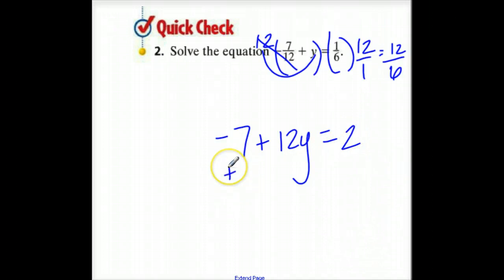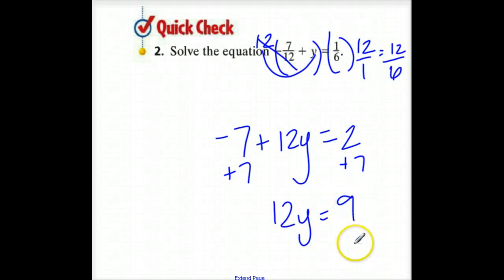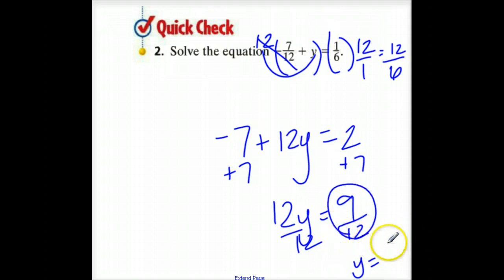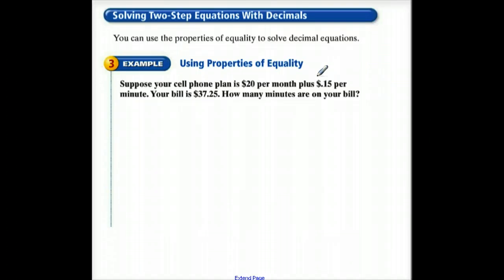Now get rid of the constants, add 7 because 7 was negative. I have 12y equals 9. Divide by 12. Simplify this fraction. That's not your final answer. I can divide them both by 3, 3/4. Y equals 3/4. So I'm just multiplying both sides by the multiple that the denominators have in common to eliminate the fraction.